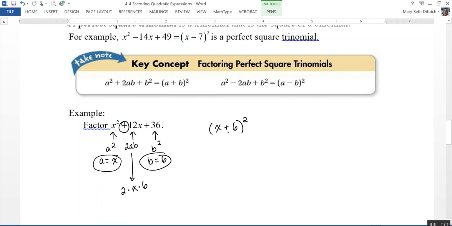Now you can do this using one of the previous methods, but if you recognize that it's a perfect square trinomial, it's a lot faster.